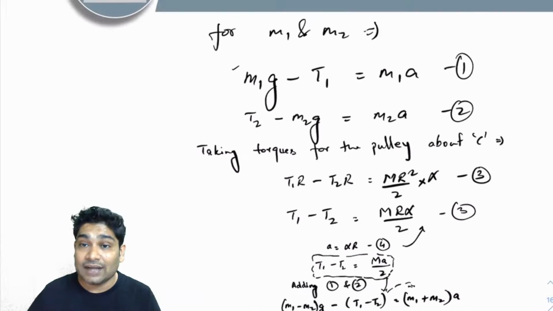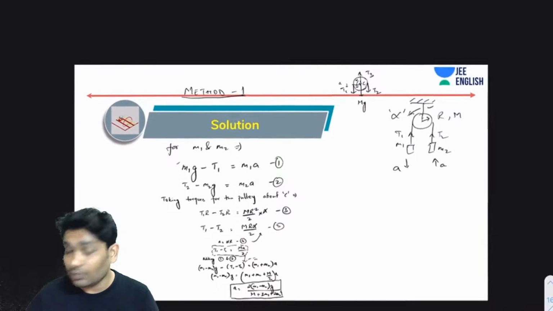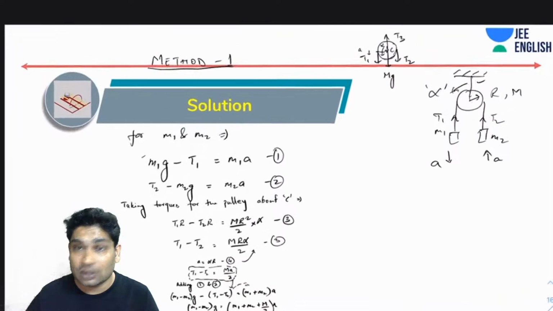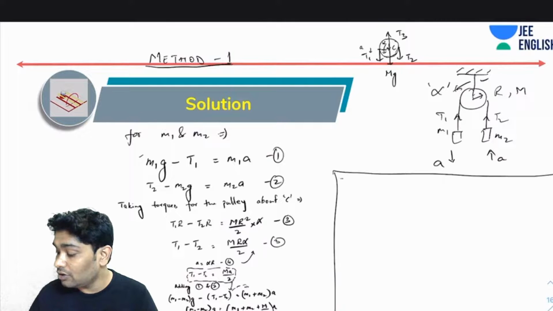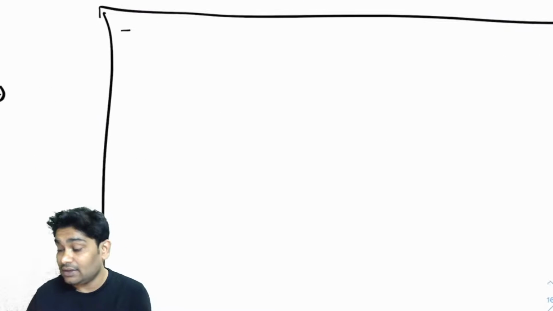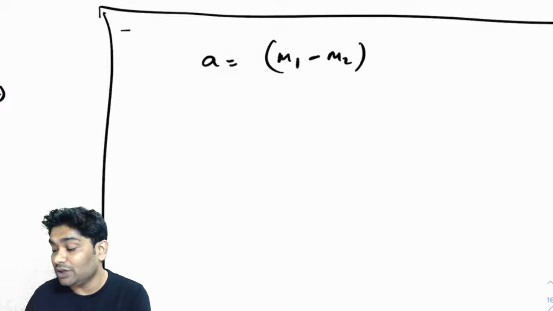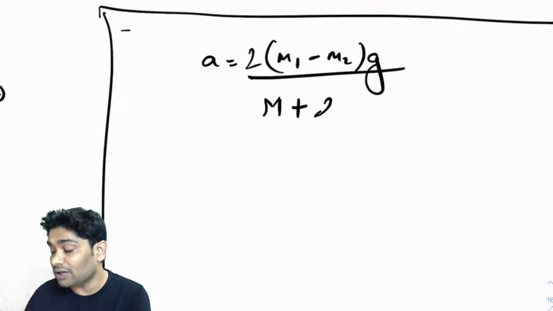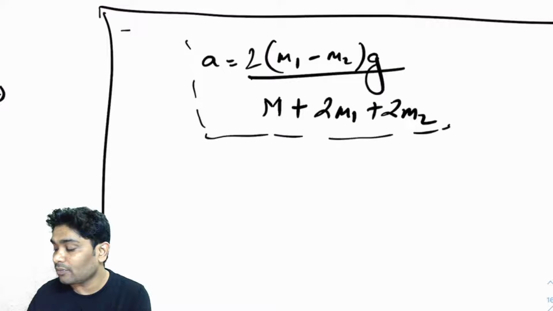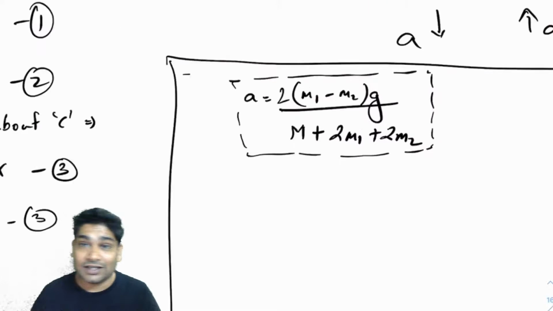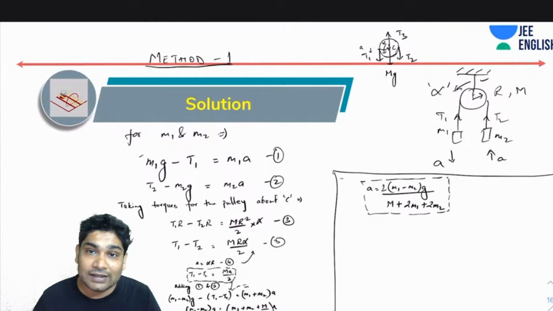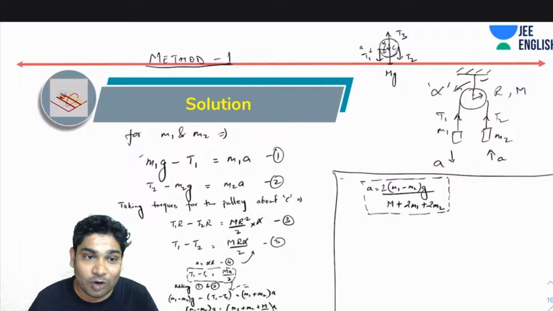So I hope that is the answer that you got. Maybe I can rewrite this on the side. The final answer that I am getting for my A is A equals 2(M1 minus M2)g over M plus 2M1 plus 2M2. Alright, that is my answer for A. You will realize that there is a lot of working and a lot of equations involved. So 4 equations, so much working, and finally I get my answer.